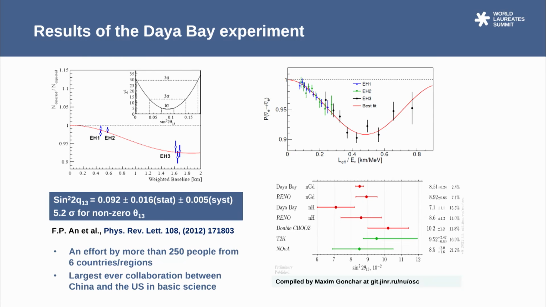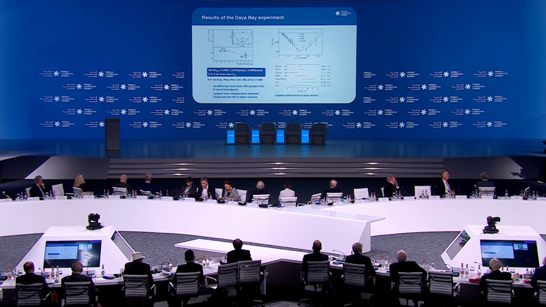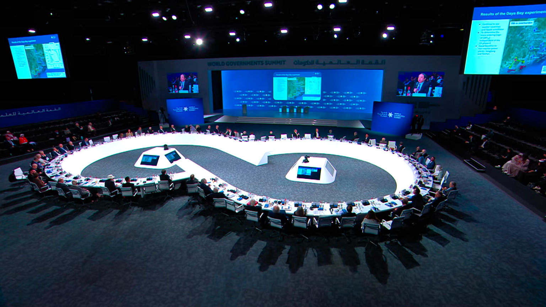And we actually measured another oscillation parameter called θ13 in 2012 in the Daya Bay reactor neutrino experiment. So we see that indeed the neutrinos do oscillate, and we measured this number. This was an effort by more than 250 people from 6 countries and regions, and this is actually the largest ever collaboration between China and the US in basic science. And currently, we reach a precision of about 2.8%.